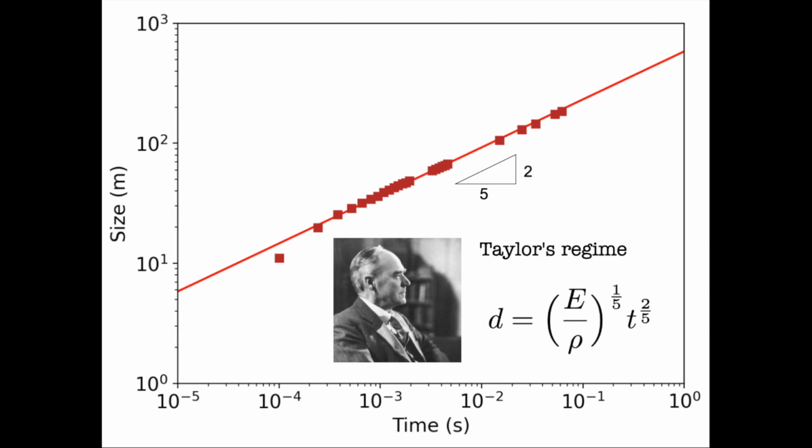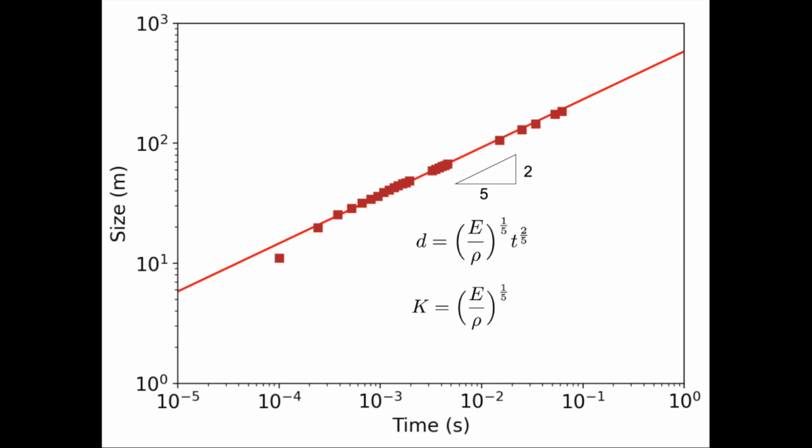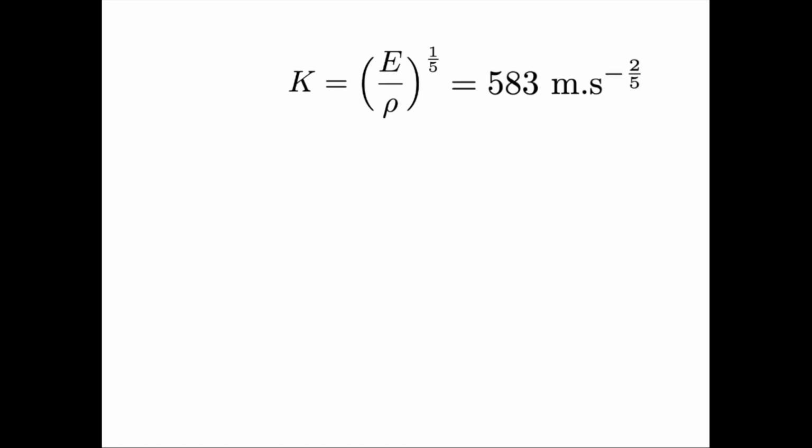It is an example of scaling law, which is a power law where the prefactor and exponent are understood from underlying mechanical quantities. For the Trinity test, as we can see, the data do comply to this scaling, with k equal to 583 meter per second to the power 2 over 5. Taylor was also pretty satisfied with such result, and used k is equal to (E divided by rho) to the power 1 over 5 to estimate the energy of the bomb, as E is equal to rho times k to the power 5.